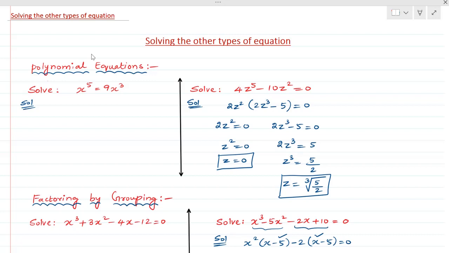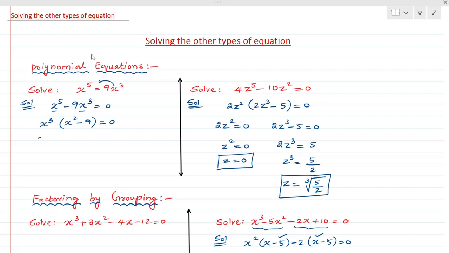Here we will have to move this part here. In order to move this one, it becomes a minus. So it is x to the power 5 minus 9x to the power 3 equals 0. Now what is the GCF, the common factor? What is the common factor in this? It is x to the power 3. When you take x power 3, the remaining is x square minus 9 is equal to 0.